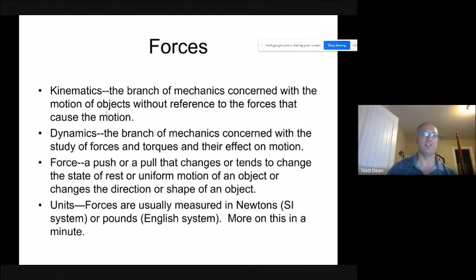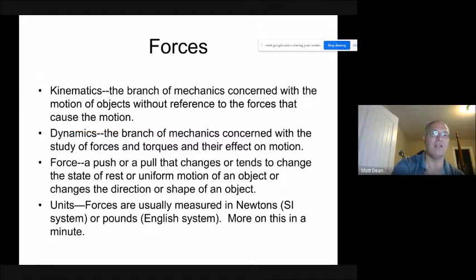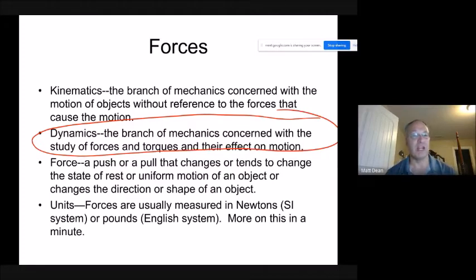Today we're talking about forces, specifically dynamics. In the first unit of AP Physics 1, you dealt with kinematics. This is the branch of mechanics that looks at the motion of objects, but doesn't go into detail of the forces that make the objects move. What we're talking about in the second unit in the course is dynamics. Dynamics is the branch of mechanics or physics that's concerned with forces and also torques, and how those forces and torques affect motion, how they make things move, how they make things accelerate, for example.